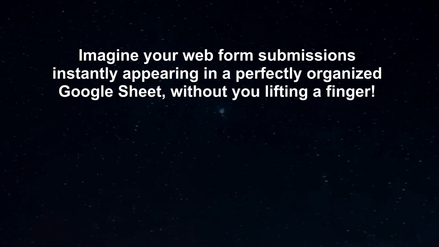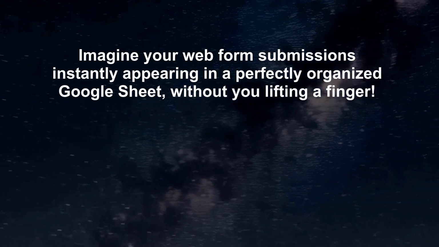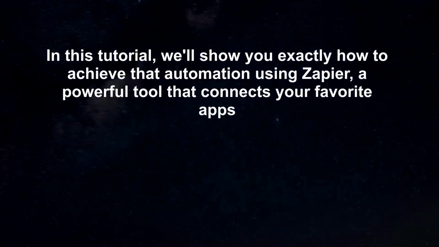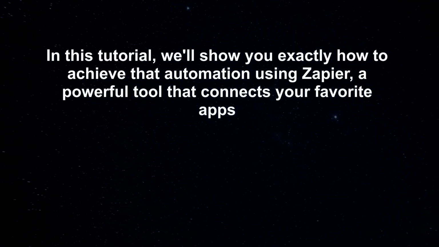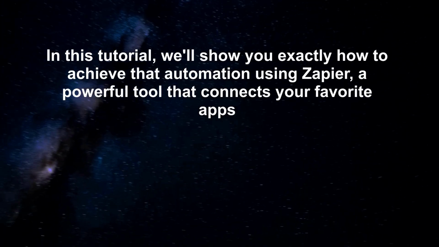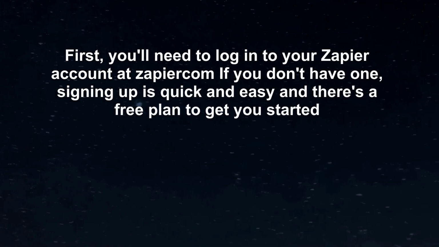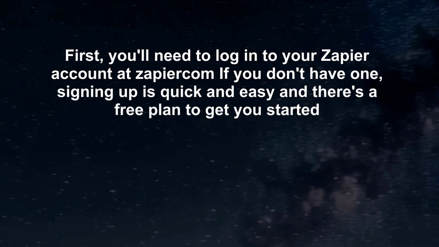Imagine your web form submissions instantly appearing in a perfectly organized Google Sheet without you lifting a finger. In this tutorial, we'll show you exactly how to achieve that automation using Zapier, a powerful tool that connects your favorite apps. First, you'll need to log in to your Zapier account at Zapier.com if you don't have one.